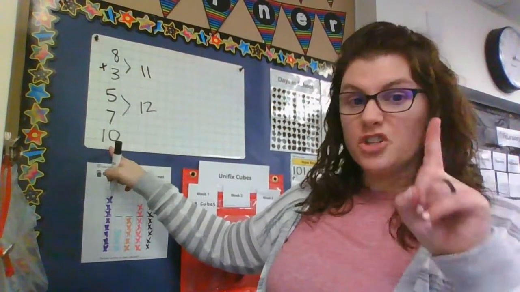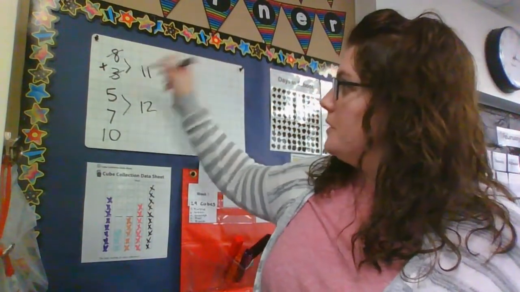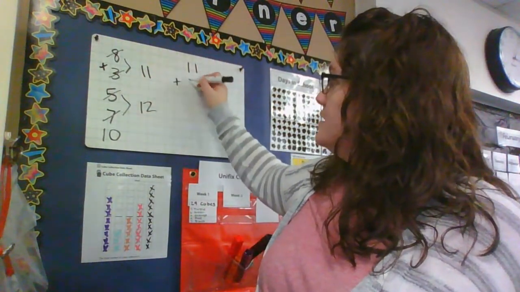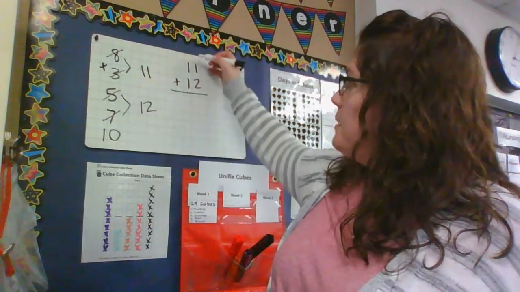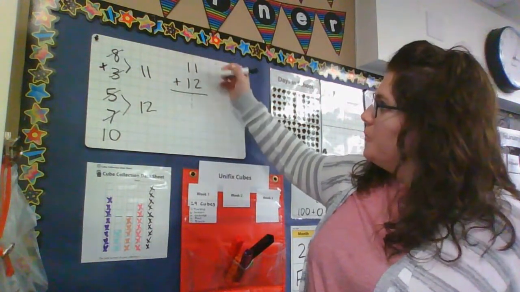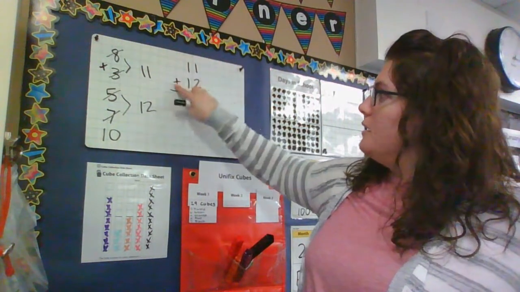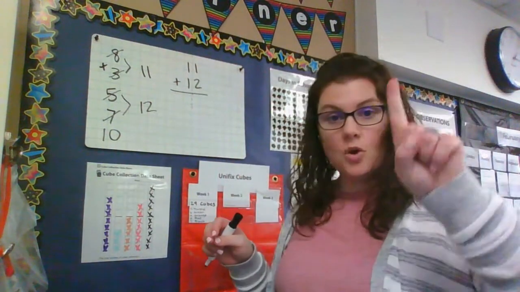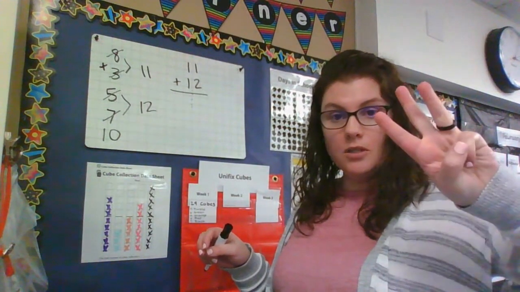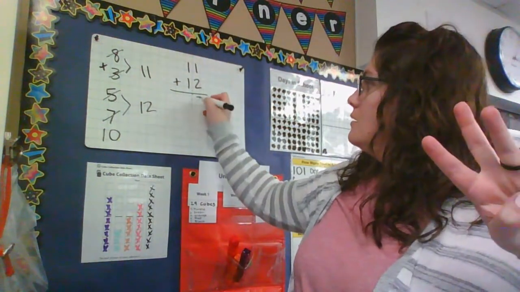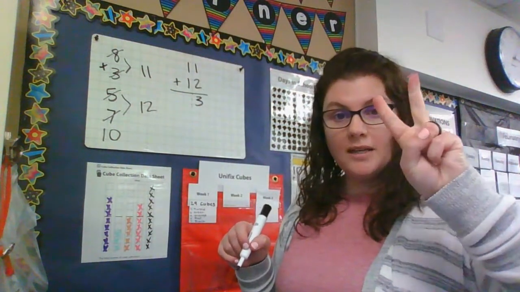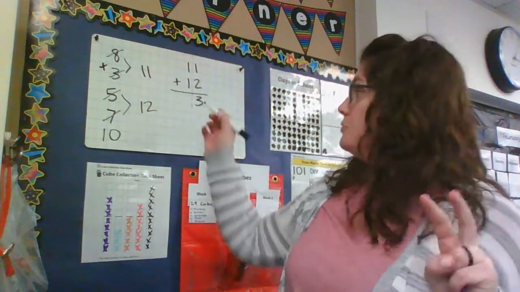And then we're going to leave that 10 alone for just a minute. So we've added our 8 and our 3. We've added our 5 and our 7. So now we have 11 plus 12. Remember, when we're adding our numbers, we're going to pretend like there's an imaginary line. And we're only going to look at our ones column first. So we're going to say 1 plus 2 equals 3. 1 plus 1 equals 2.